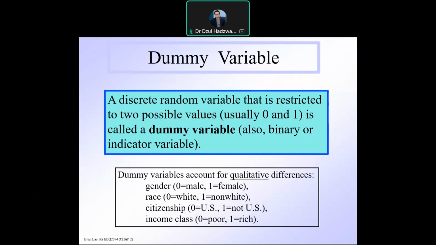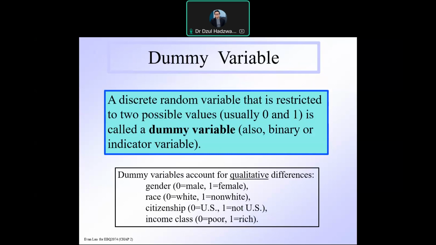The purpose of having a dummy variable is to split the sample or the observations that we have in terms of gender, to split based on race, to split based on citizenship, or to split based on income classification.